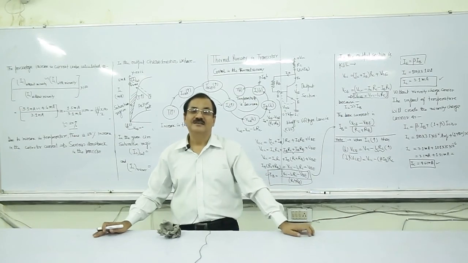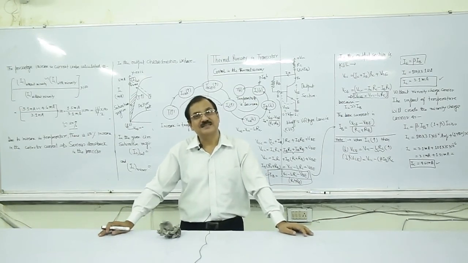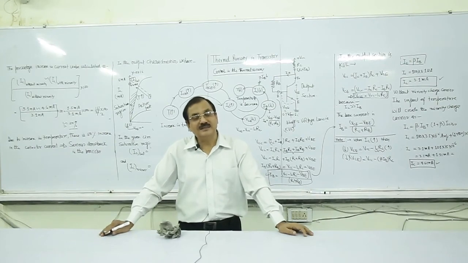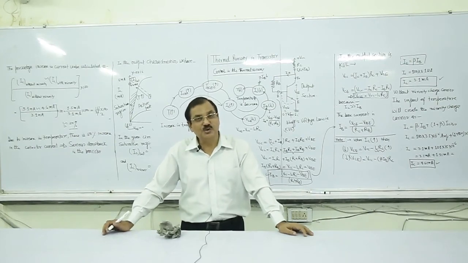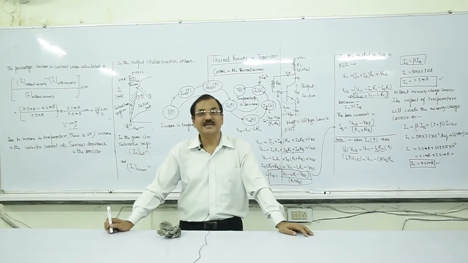In the next module, I would like to discuss another mechanism which we use to produce this control and make the temperature operation stable in the common emitter configuration, and that is potential divider biasing in the common emitter transistor.